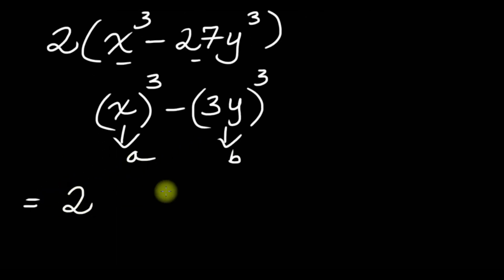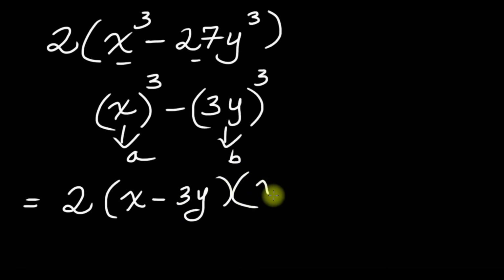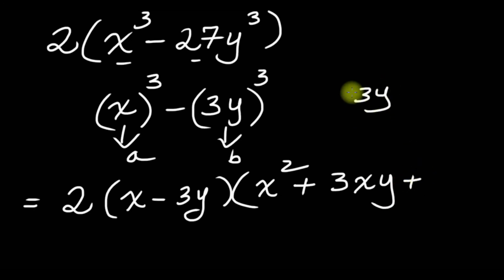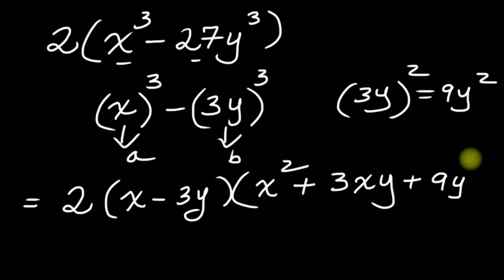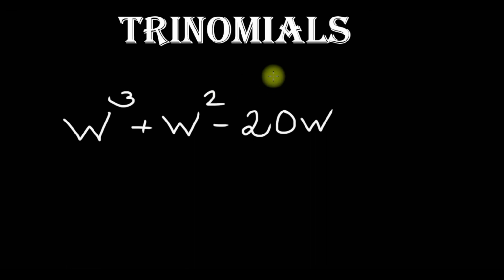We're going to bring down the 2, because that's the greatest common factor. And then you have A minus B, so that's going to be x take away 3y. And then A squared, well, that's x squared, plus AB, 3xy, and then plus B squared, which is going to be 9y squared. All right, so here we have 9y squared. So we're done.